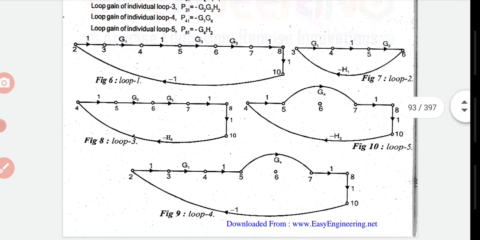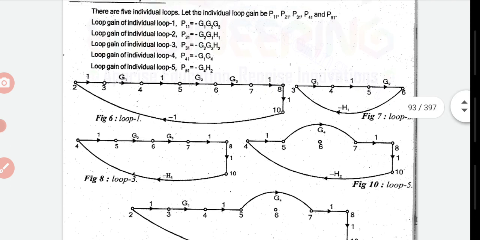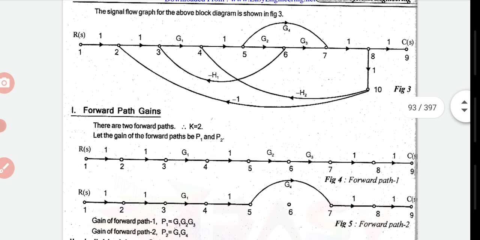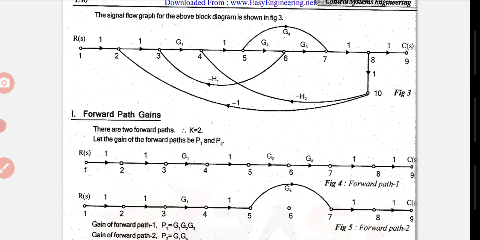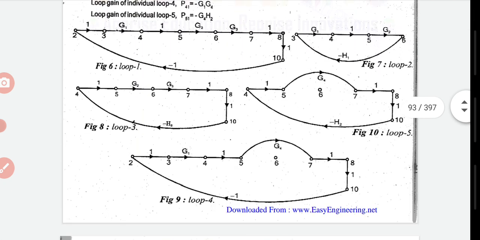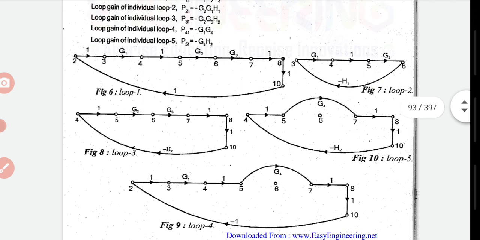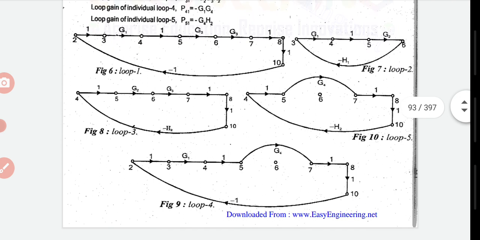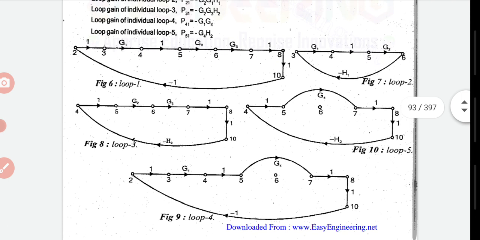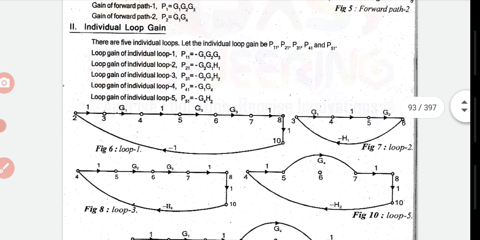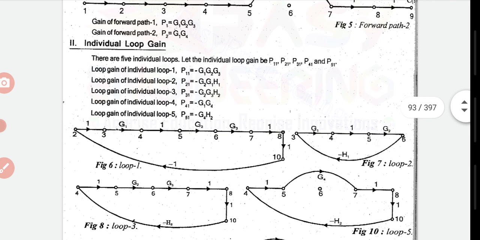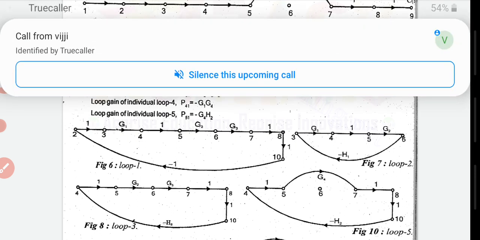Represent it as loop 4. And after that one more loop you have: from the second node, from 2 to 3, 3 to 4, 4 to 5, 5 to 7, and 7 to 8. Represent it as one more loop. So you have 5 loops here. The 5 individual loops are mentioned as P11, P21, P31.